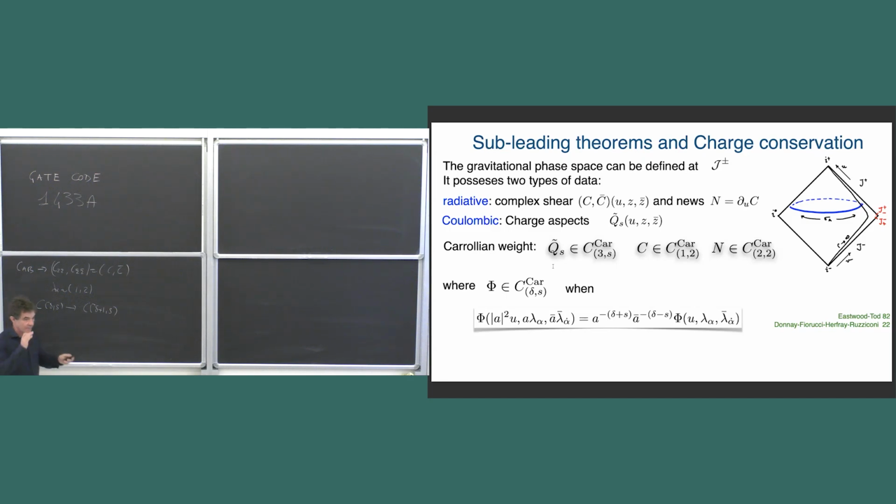This notion of Carrollian weight is key. As in CFT, once you understand that weight, you can control the equations of motion. So for people who are not familiar with Carrollian symmetry, it's good to know the Carrollian weight of all the objects. C is an object of weight 1 and spin 2, and C bar will be weight 1, spin minus 2. The shear, of course, now becomes 2, 2. 2, 2 is the dimension of a stress tensor, so that's why the shear naturally plays the role of a CFT stress tensor. And then this object Q tilde, they're all of weight 3 and spin s.